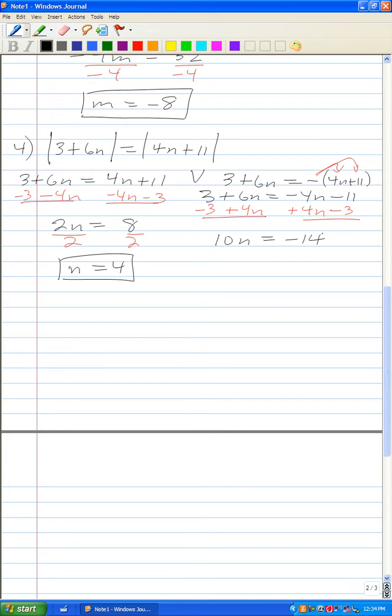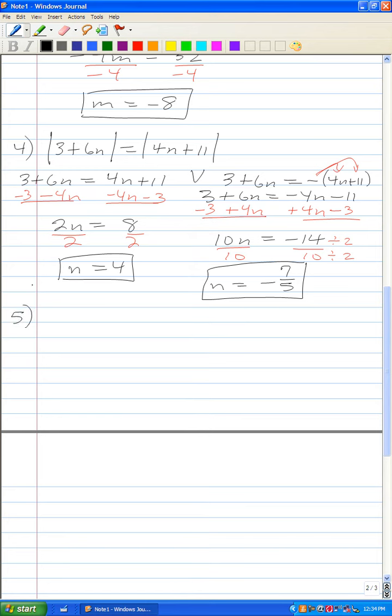Let me divide both sides of my equation by 10. And so n is equal to negative 14 divided by 10. Well, I can divide both 14 and 10 by 2. So negative 7 over 5. And that is your answer. Let me do problem number 5.